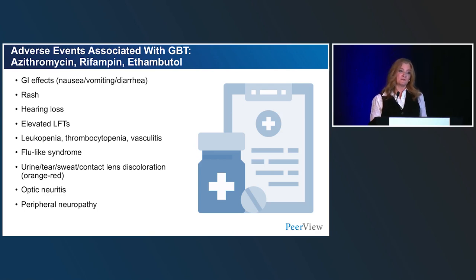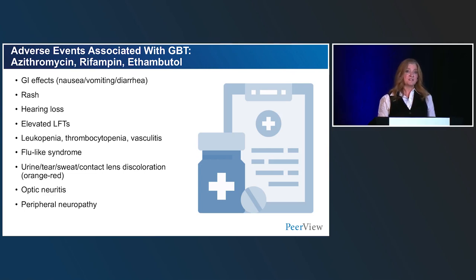Side effects I've referenced before, but just quickly, any of them can cause GI side effects. Rash, I always think of rash rifampin because that's the most common to cause a rash. Hearing loss can be associated with aminoglycoside therapy, but more often associated with IV aminoglycoside therapy. Hearing loss, tinnitus, or even a sensation of fullness, which is a tinnitus equivalent. Elevated LFTs typically is more often associated with rifampin. Leukopenia, thrombocytopenia, and vasculitis can also be associated with rifampin, or more of an idiosyncratic influenza-like syndrome.